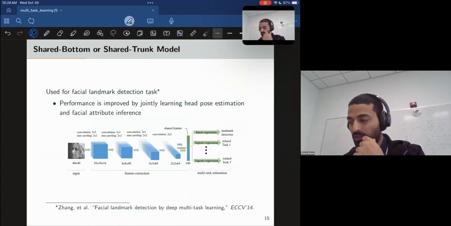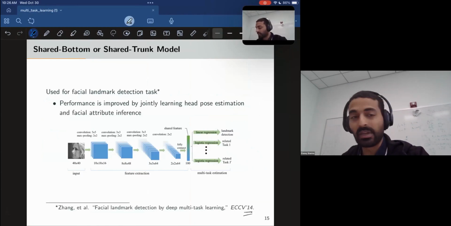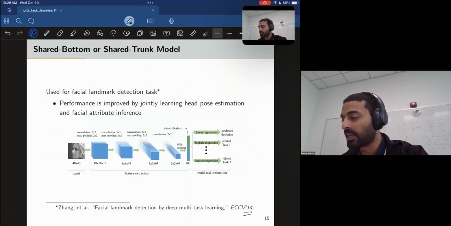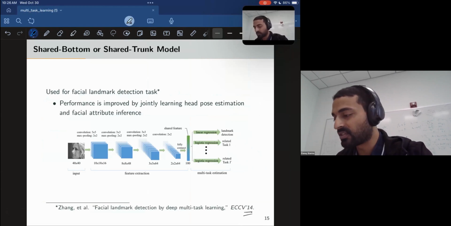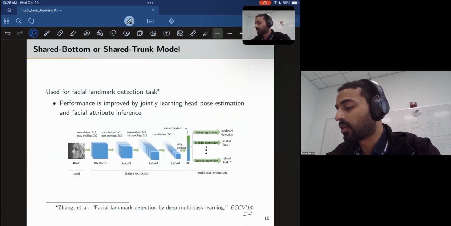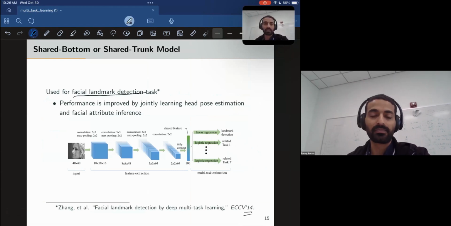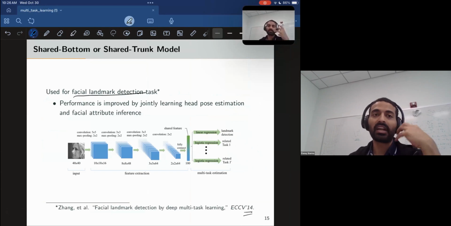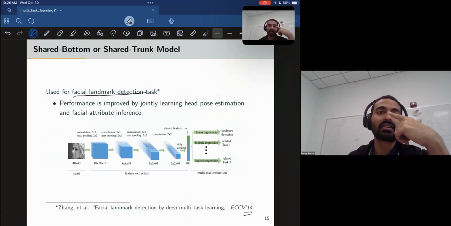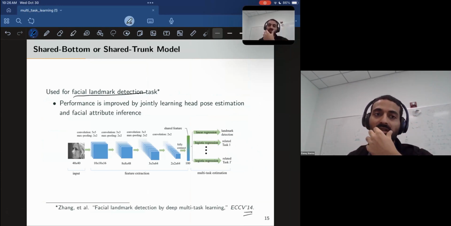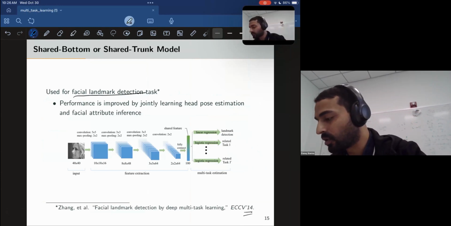So this was used in this 2014 paper. So already we are looking at something from 10 years back. And this paper used this architecture for something called facial landmark detection. Facial landmark detection means you want to identify some landmarks on the picture of a face. For example, you might want to identify where the eyes are, where the nose is, where the mouth is, and so on.